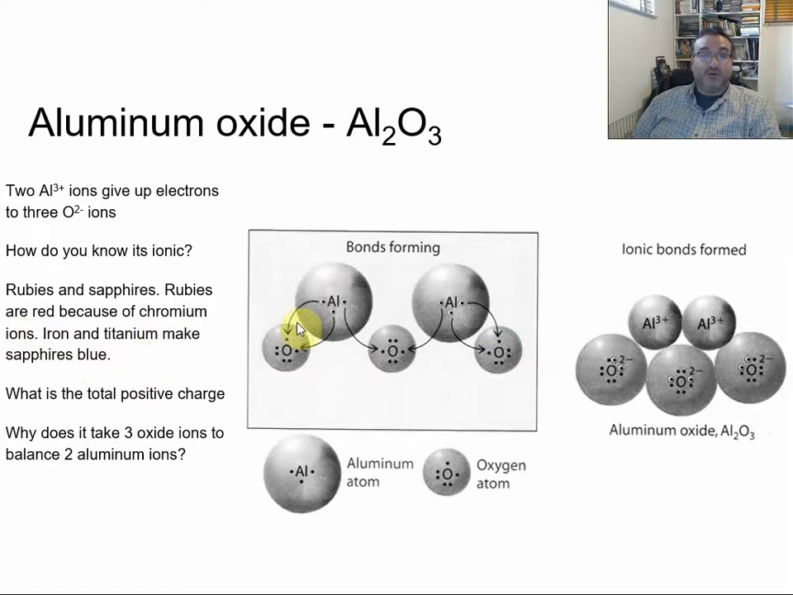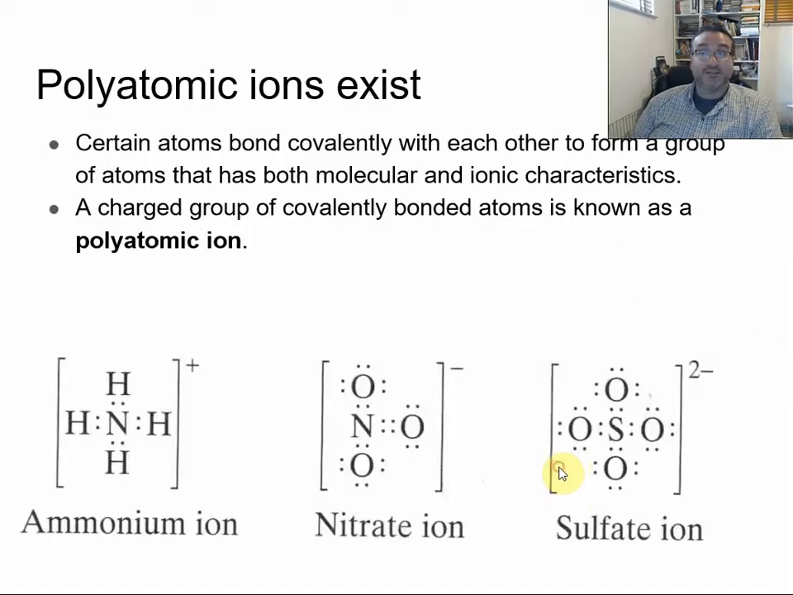So, we have to consider the total charges of these. The 2 aluminums have a +6 charge to donate, and the 3 oxygens have a -6 charge to accept the electrons. So it's like finding the lowest common multiple, a +3 and a +3 and a -2, -2, -2. So that's slightly more complicated, but it helps extend our thinking about ionic bonds.